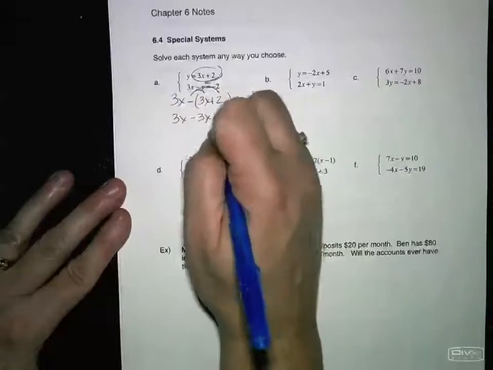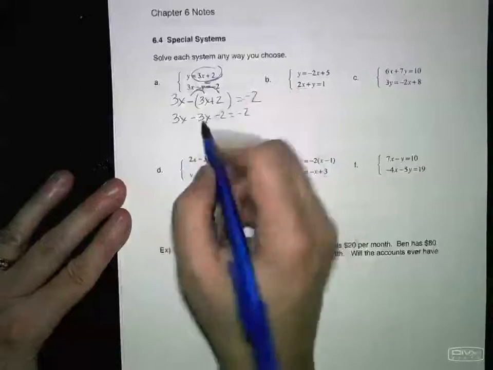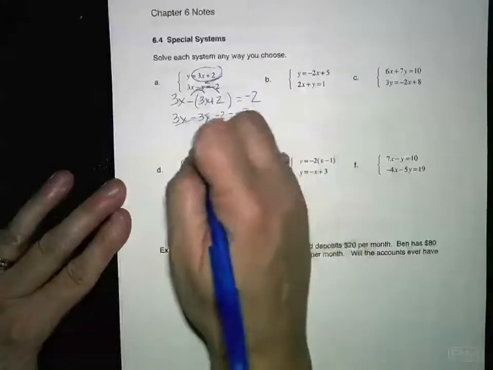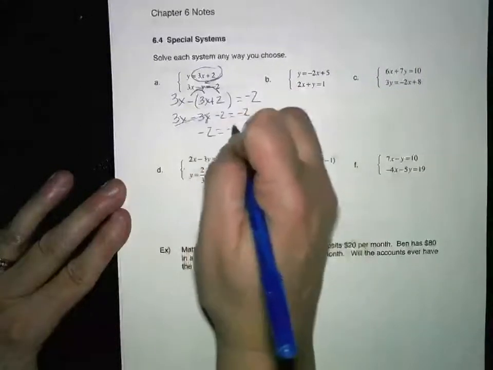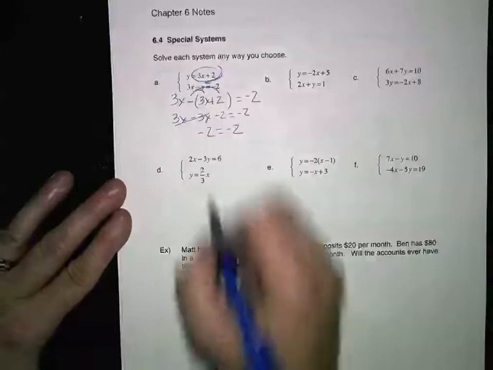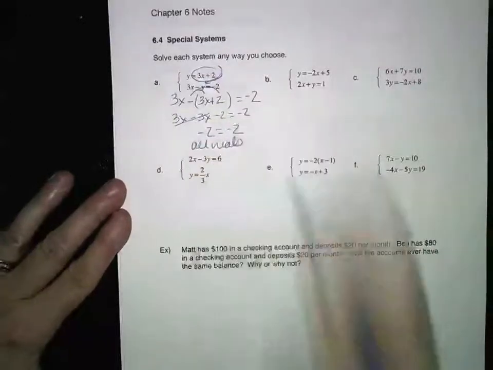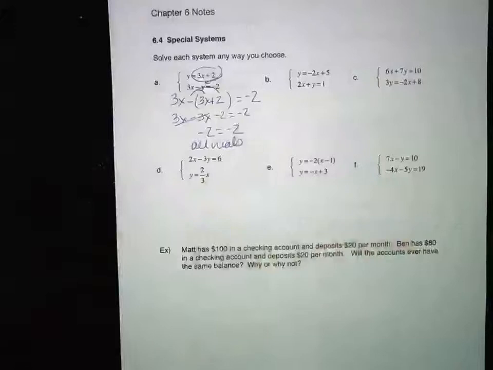So we have a negative 3x and a negative 2. 3x minus 3x is 0. So you have negative 2 equals negative 2. That is a true statement. It's always going to be a true statement. So that is going to have an infinite number of solutions, all real numbers. Any number that you put in there will make that true.